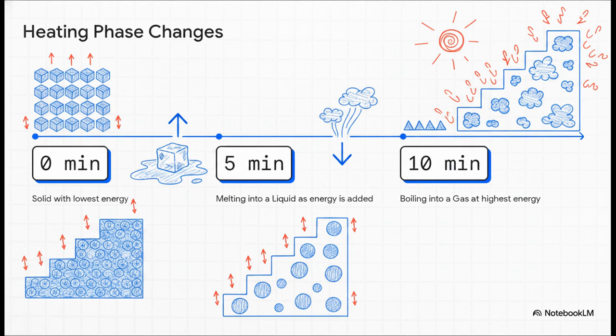As we add heat, we're giving those particles more energy to break away from their tight bonds. That's melting, which takes us up to the liquid step. If we just keep adding heat, the particles gain even more energy, eventually boiling or evaporating, breaking free entirely to become a freely moving gas at the very top of our staircase.